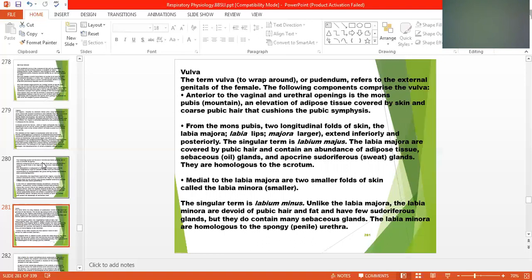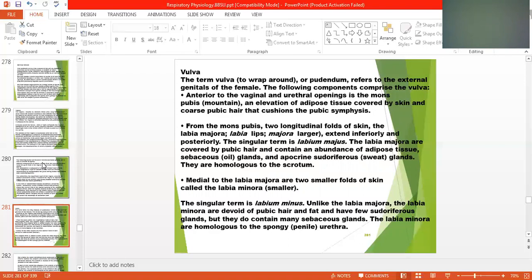the two longitudinal folds of the skin, the labia majora, larger lips, extend inferiorly and posteriorly. The singular term is labium majus. Labia majora are covered by pubic hair and contain an abundance of adipose tissue, sebaceous oil glands, and apocrine sudoriferous sweat glands. They are homologous to the scrotum.